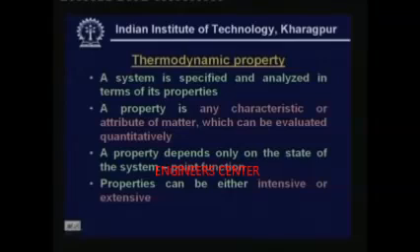And properties can be either intensive or extensive. An intensive property is independent of mass, whereas an extensive property is dependent on mass. What are the examples of intensive properties? Temperature, density, these are properties which we call intensive, because they do not depend on the mass. For example, you take a mass of 1 kg with a temperature of 30 degrees. If you divide that mass into 2 parts, still the temperature of each part will be 30 degrees, it does not become half. So, temperature is an intensive property. Other intensive properties are pressure, density, etc.